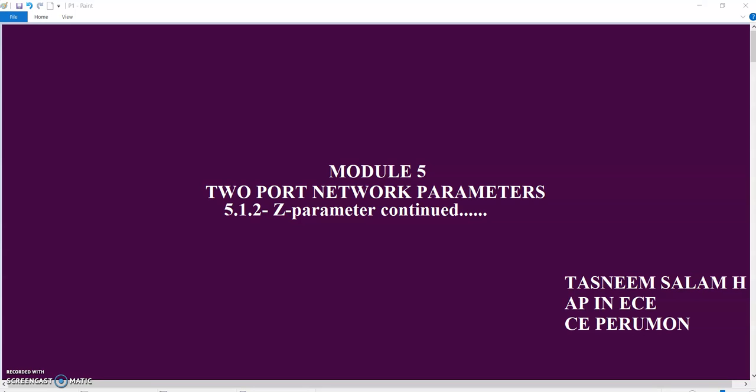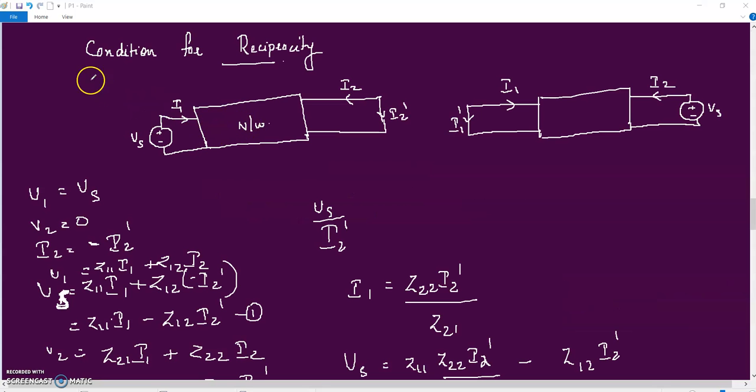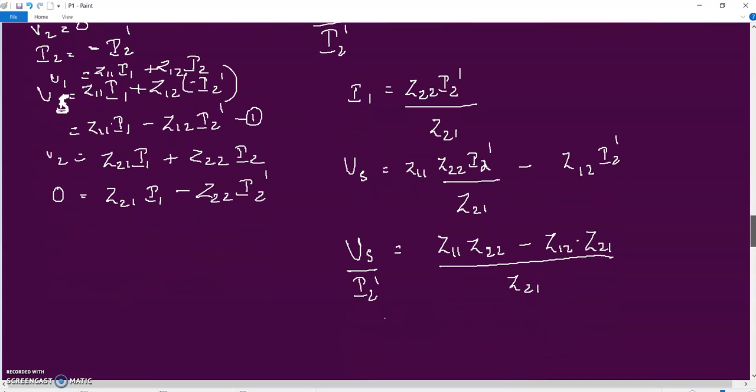This session is the continuation of the last session. In the last session, we were discussing the condition of reciprocity of two-port networks. That is, if we give an excitation at the input port, we get a response at the output port, and the ratio of excitation to response is the same as that when their positions are interchanged. That is the reciprocity theorem.